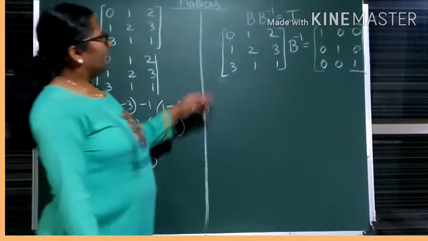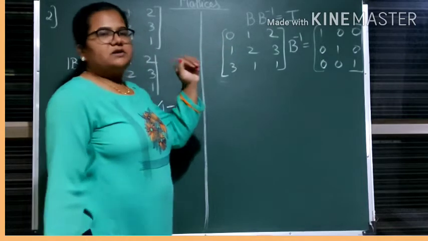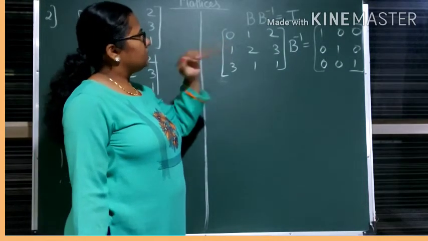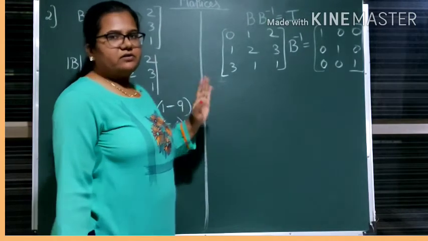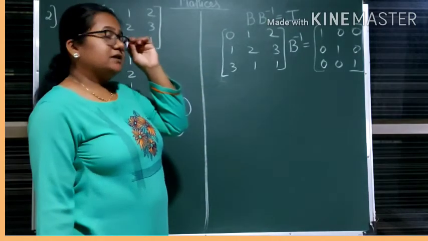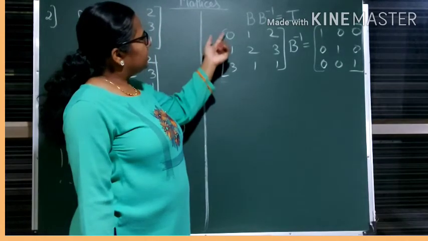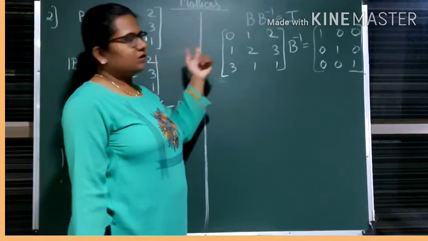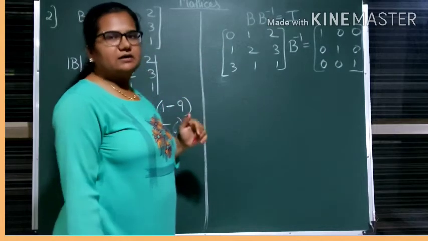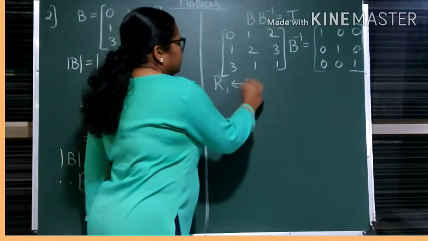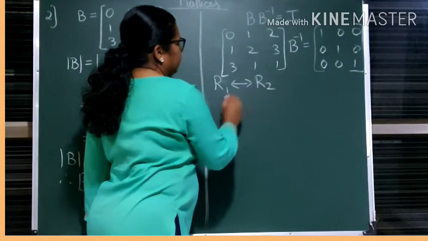Now what should be our step? This element we should get converted to 1. So what is the easiest way? We have studied the elementary transformations. In that, first we have studied interchanging of rows. So what we can do? We can make the second row first and the first row second. So automatically this element will get converted to 1. So my first operation will be first row interchange with second row.